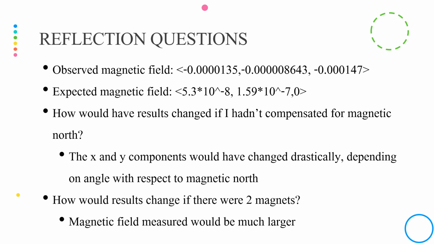How would results have changed if I hadn't compensated for magnetic north? The x and y components would have changed drastically, the sign of the change depending on the angle with which the phone was with respect to magnetic north.